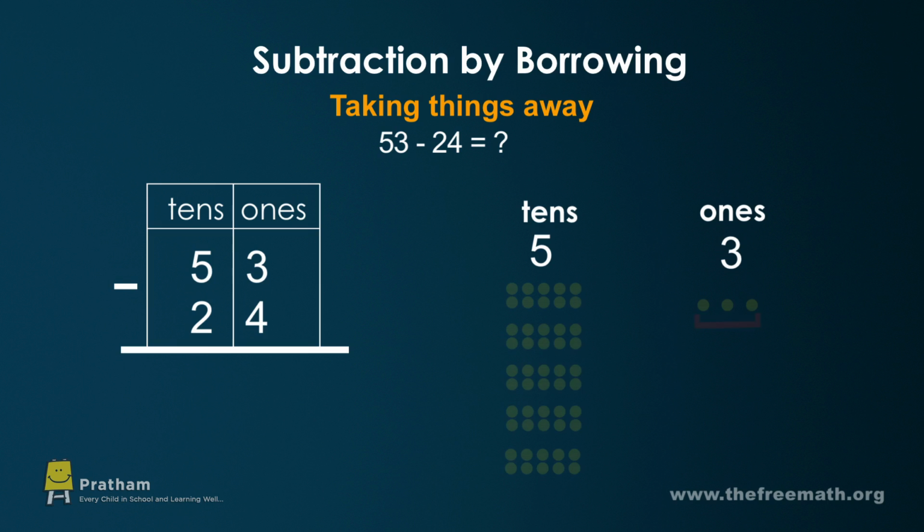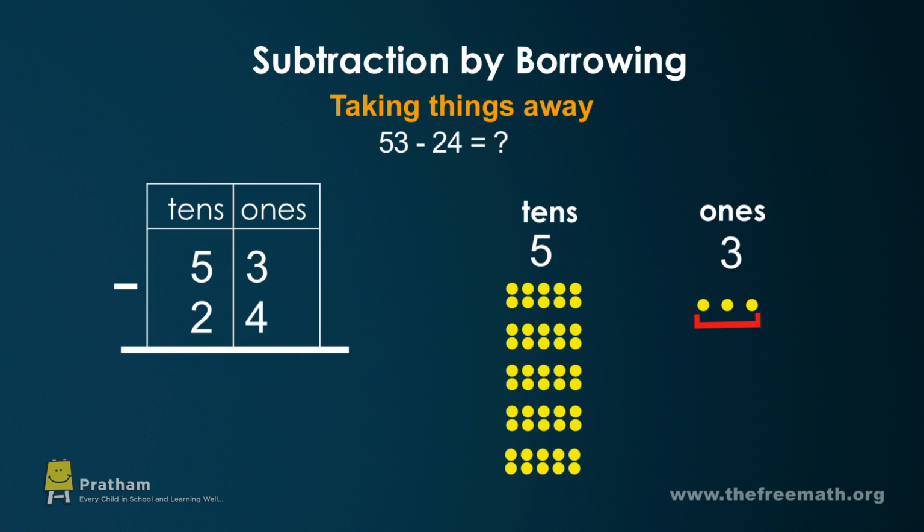53 means we have 3 dots in the ones column, and in the tens column we have 5 groups of 10 dots each. Now that we want to make 3 bigger, we are going to move one group of 10 from the tens column to the ones column. When we move the dots, we have 13 dots in the ones column.